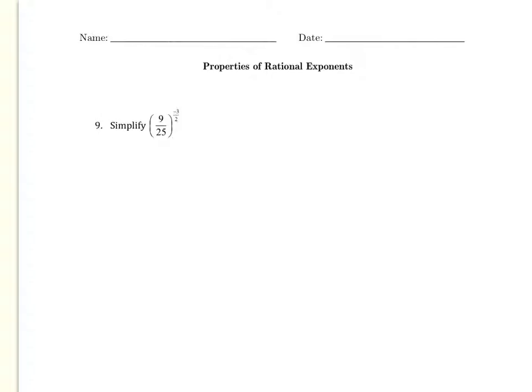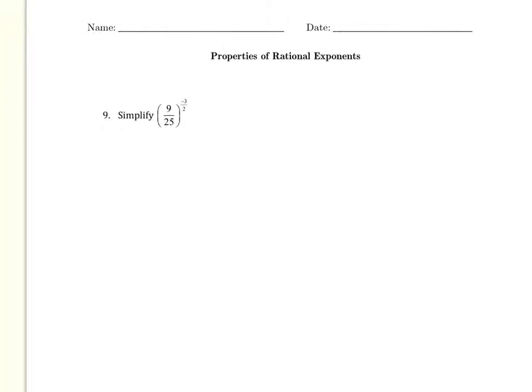Alright, this is a little bit of... Wait a minute, I'm on the wrong one. Let's look at this problem. This is a little bit of a tricky problem. You can see I have a negative exponent. So a negative exponent is the same thing as taking the reciprocal of this fraction and raising it to the positive 3 over 2. When I see this, it's sort of crying out to me that 25 is 5 squared and that 9 is 3 squared.